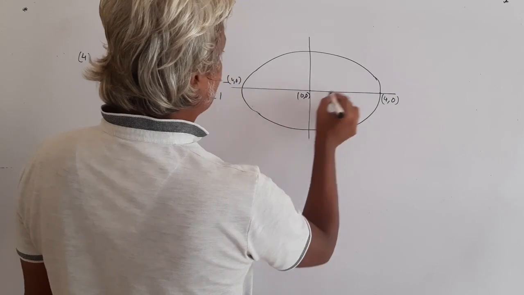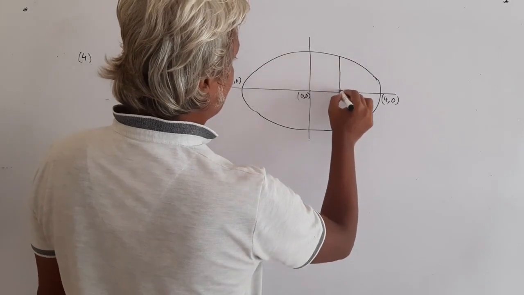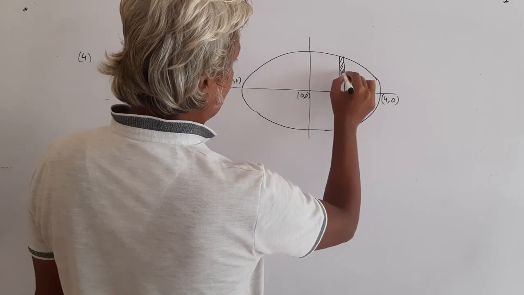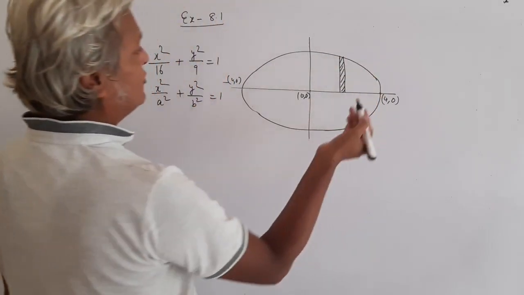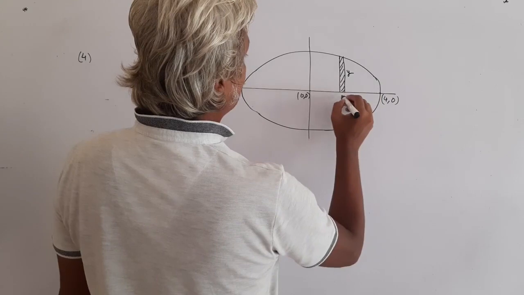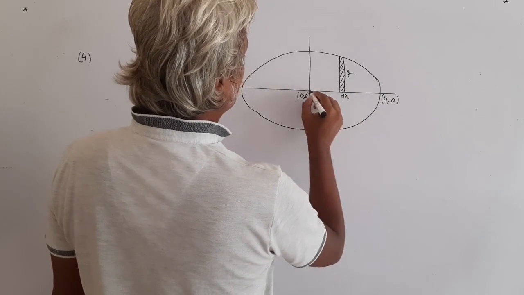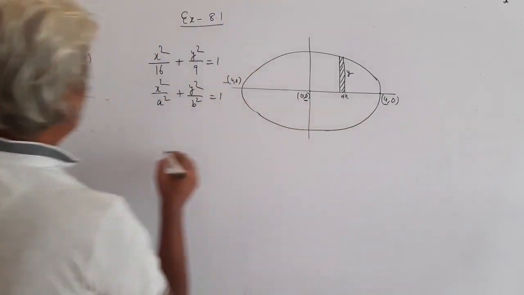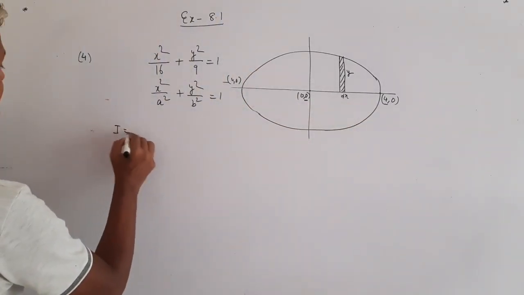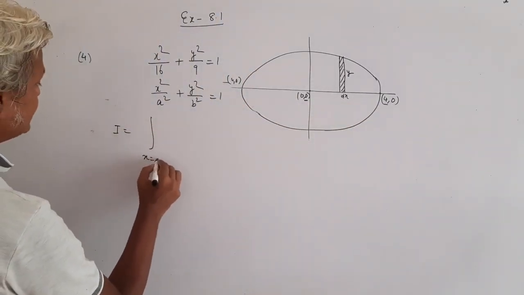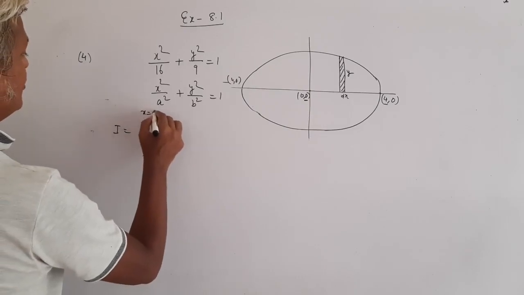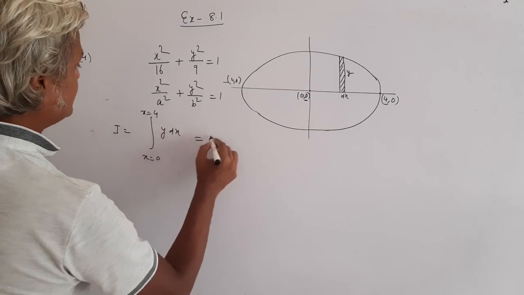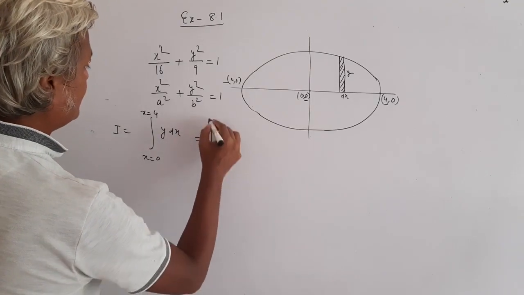Since there is symmetry in the diagram, even if you find the area of the ellipse in the first quadrant and then multiply it by 4 times, you get the answer. So this is y and this is my dx. So my x will be changing its value from 0 to 4. So it becomes I is integral x from 0 to 4 of y dx.